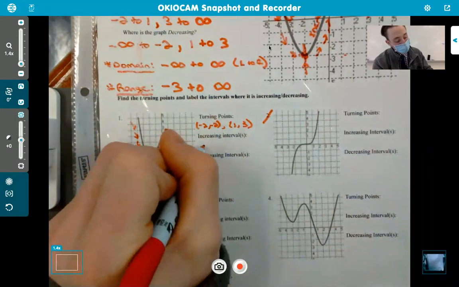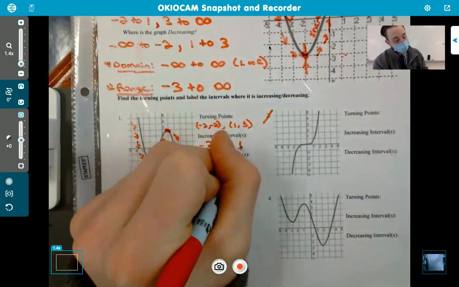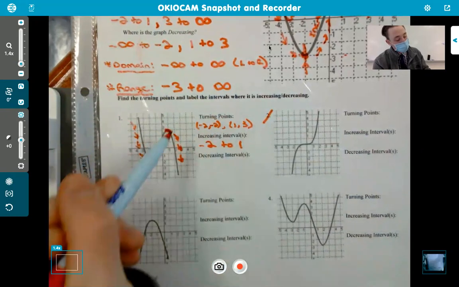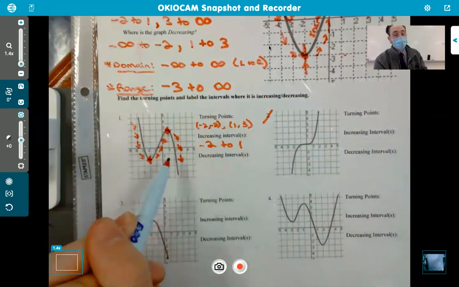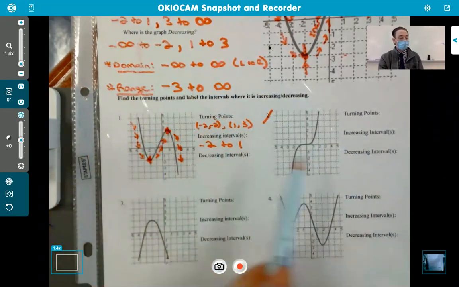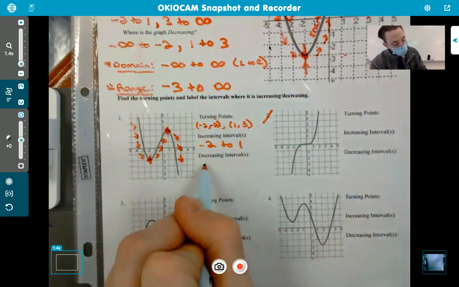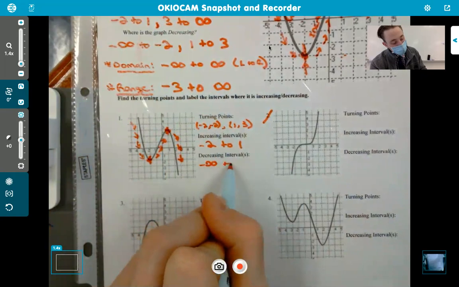From -2 to 1. Good. From this point here, -2 to +1 in my x values. Remember, we're talking about x values. That's where I am increasing. Where am I decreasing from? -infinity to -2. Good.